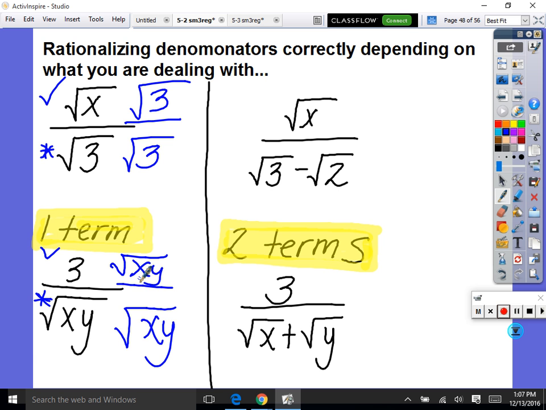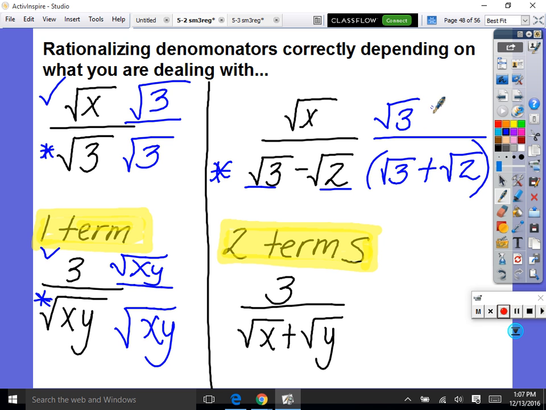Now over here, notice these have two terms, and there's a radical in the bottom. That's a problem. So how we would rationalize this one is we would multiply by the conjugate, the square root of 3 plus the square root of 2. Isn't that the conjugate of that? So if you do it to the bottom, you do it to the top. Square root of 3 plus the square root of 2. And then we would distribute. We'll practice that in a minute.